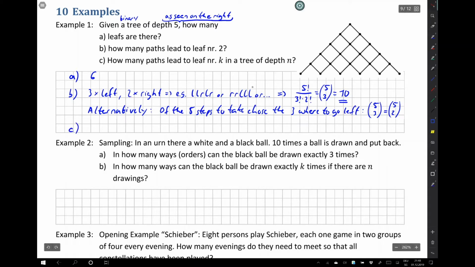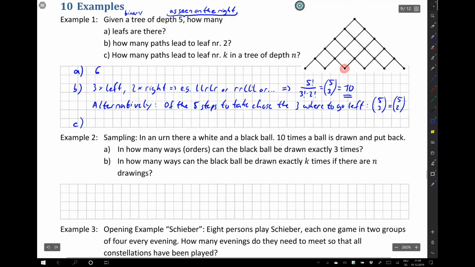And this leads now directly to the solution of C, where we assume that we have a tree of depth n, not only 5, and we want to know how many paths lead to the leaf number k. So this is leaf 0, leaf 1, 2, and let's say this is k. Well, obviously, to get to leaf k, we have to go k times to the right. If we go here, leaf k, so the 3, we have to go 3 times right. So of the n steps that I'm taking, I have to choose the k that I want to go to the right. And hence I get n choose k as the final result.